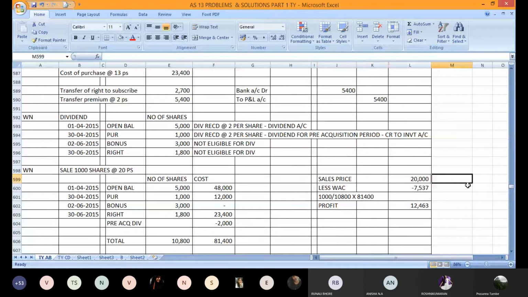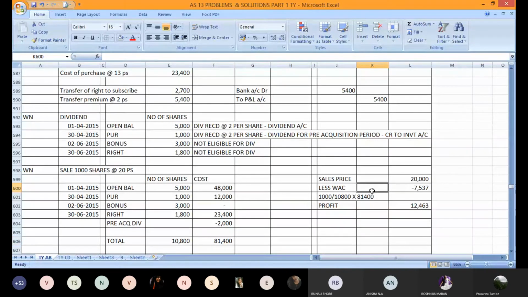So your selling price is 20,000. That is 1,000 shares at 20 rupees per share. Less weighted average cost. What is the formula for weighted average cost? Number of securities sold, which is 1,000, divided by total number of securities in hand, which is 10,800, multiplied by total cost of securities, which is 81,400. If you apply this formula, your weighted average cost will come to 7,537.